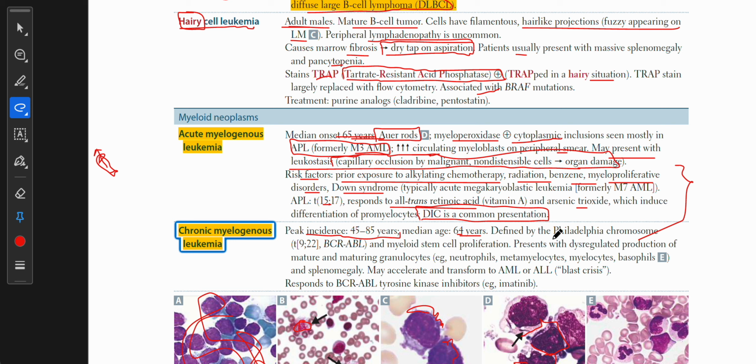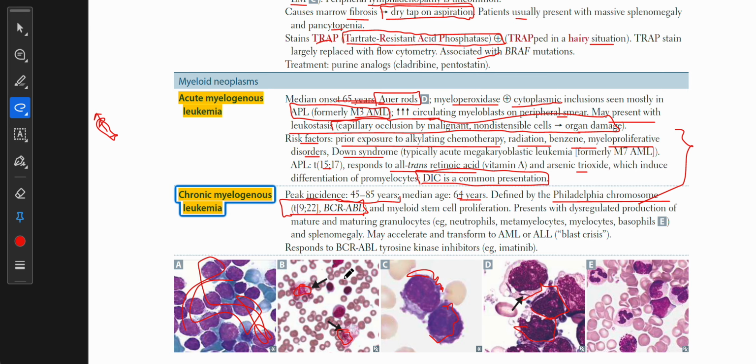So CML is due to the Philadelphia chromosome, that is translocation 9;22, BCR-ABL. We have to remember this; it is a very commonly asked question in the leukemia portion of USMLE Step 1. Also, myeloid stem cell proliferation occurs. It presents with dysregulated production of mature and maturing granulocytes, for example neutrophils, metamyelocytes, myelocytes, and basophils. These metamyelocytes and myelocytes are the cell lineage from which the neutrophils come, right? There are basophils too. Here you can see all these abnormal cells. And the patient usually presents with splenomegaly too.